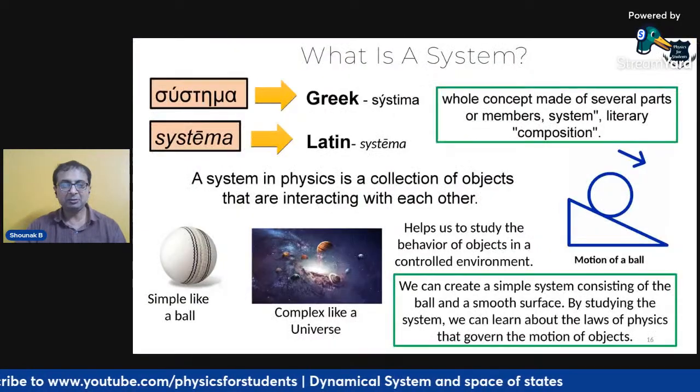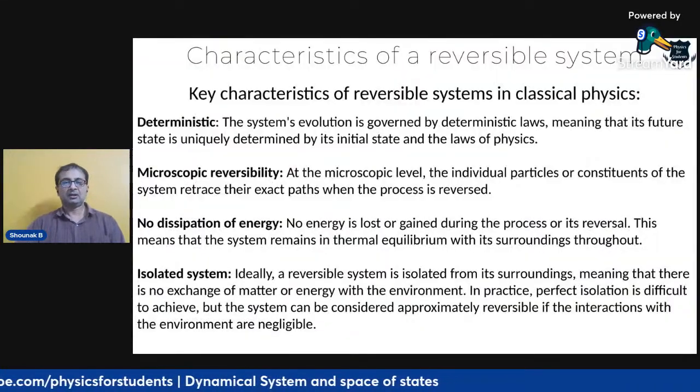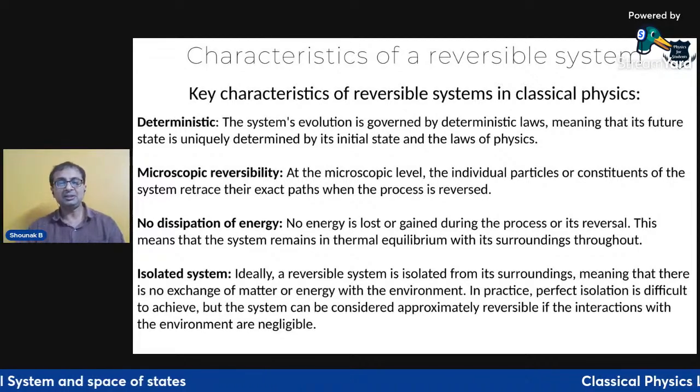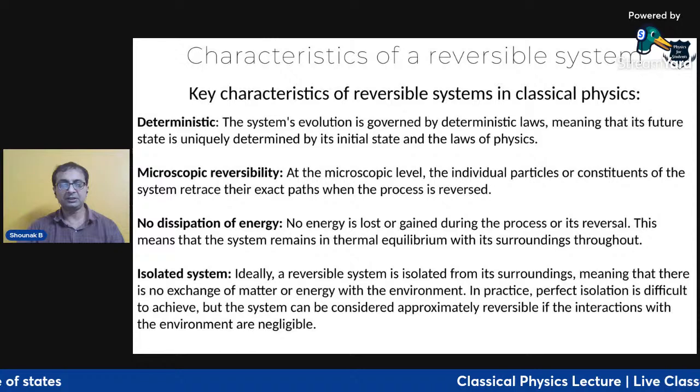Now, if I go back to this slide, you see no dissipation of energy. That means no energy is lost during the process of its reversal. This means that the system is in thermal equilibrium. I don't know, Richard, maybe Arudra, if you remember, when we talked about spontaneous emission, the photon got emitted and then it was unable to come back to the low energy state because the photon has lost its energy and it is unable to come back. I hope you all remember.